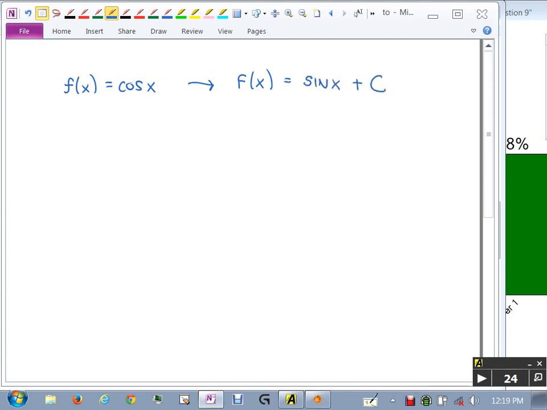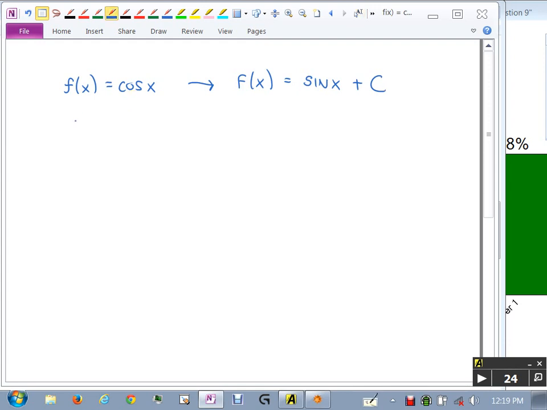So what we're doing is we're saying, look at cosine of x. It's the derivative of something. What is it the derivative of? It's the derivative of sine. What we are not saying is what's the derivative of cosine. The derivative of cosine is negative sine. So we're going backwards, right?